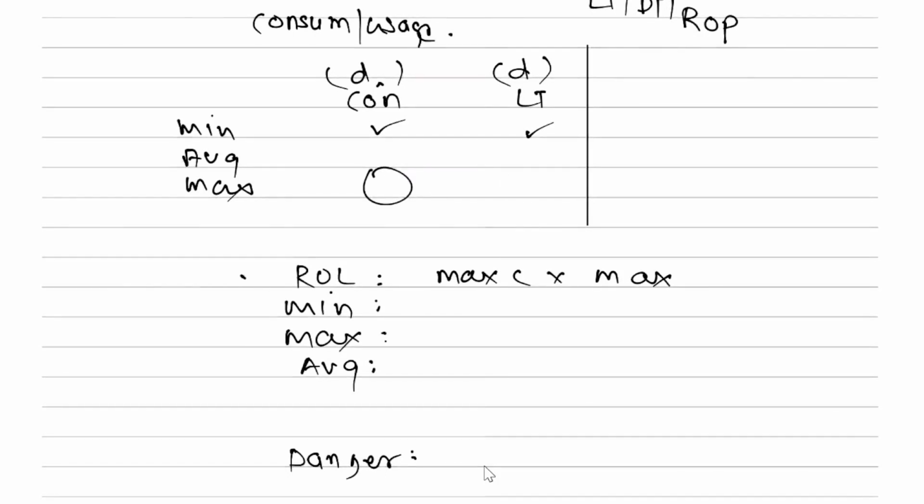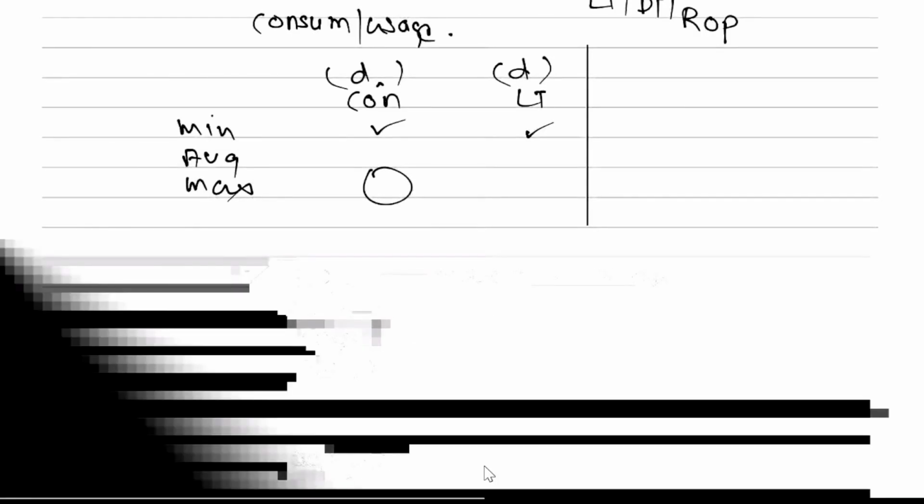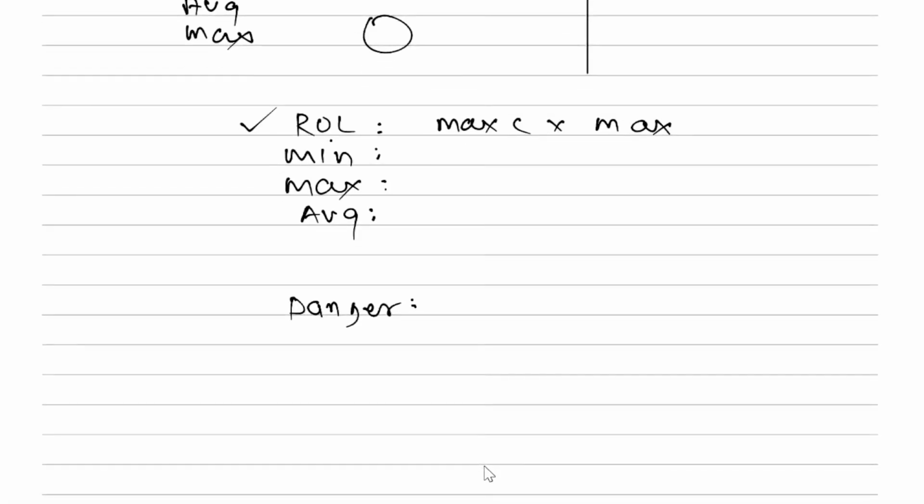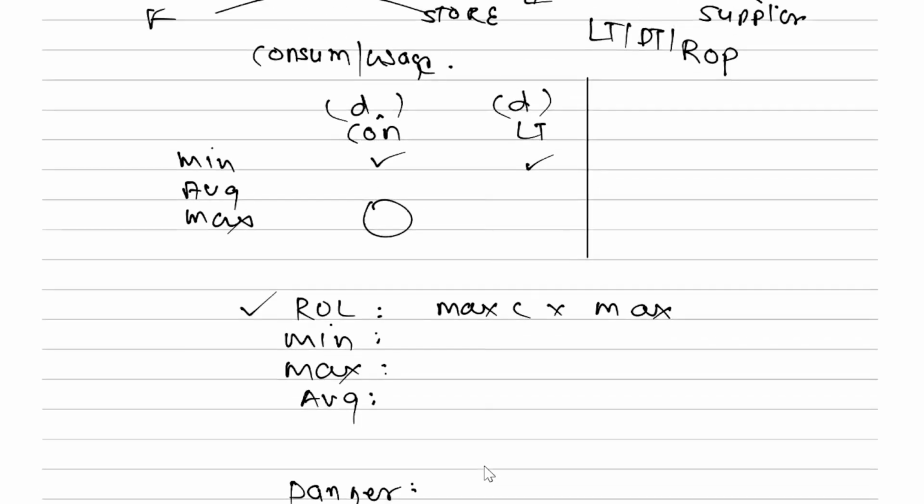Achha, what is reorder level? Once goods reach this level, you have to place the order. For how many units you have to place the order? That is ROQ, EOQ. EOQ means how much to order. When to place an order is ROL. How much to order is EOQ. So that is maximum consumption into maximum lead time.